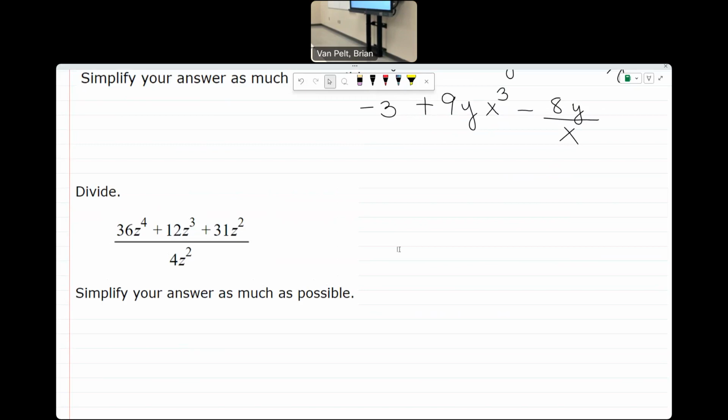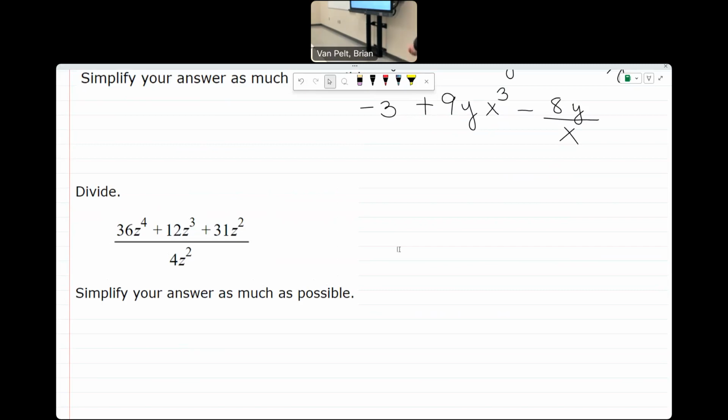Think you got it? What do you think you got? Okay, I think I got the top line. I got 8z squared. That's not right, 36 divided by 4 is 9. Sorry, 9z squared. Good. Plus 3z. Plus 31 over. Close. Those z squares cancel. Oh, they cancel out, so 31 over.